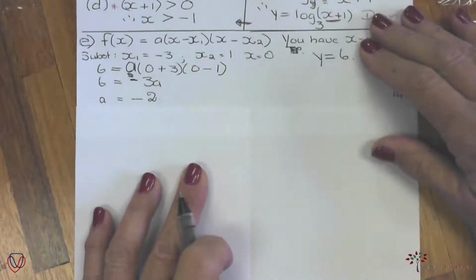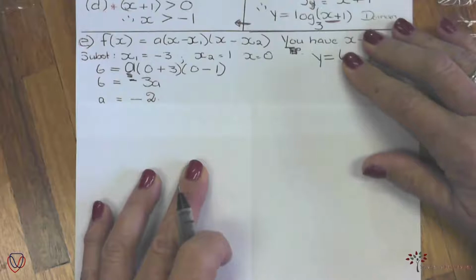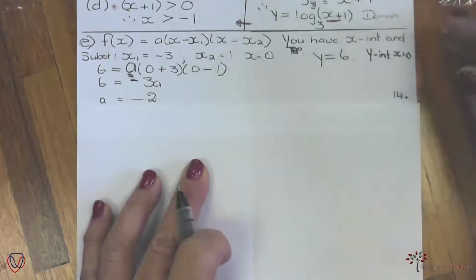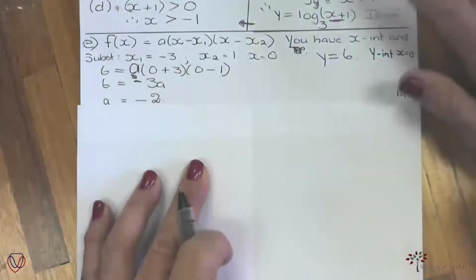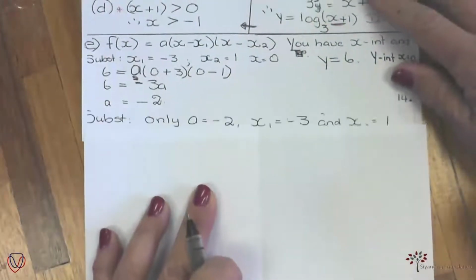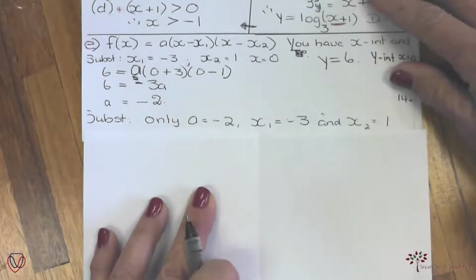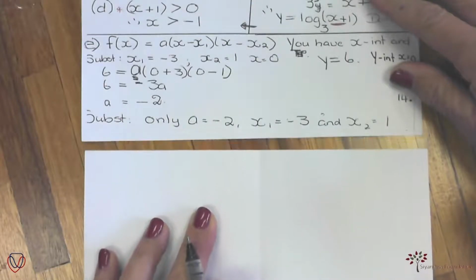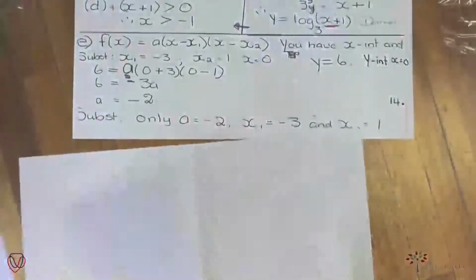So now you've got A, and now you go back to the formula. You go back to that formula. And now you don't use the other point. You only use the x-intercepts and A. And now substitute A is minus 2, x1 is negative 3, and x2 is 1 into the equation. And it's going on the next page.